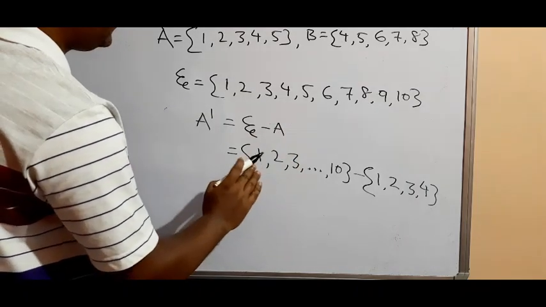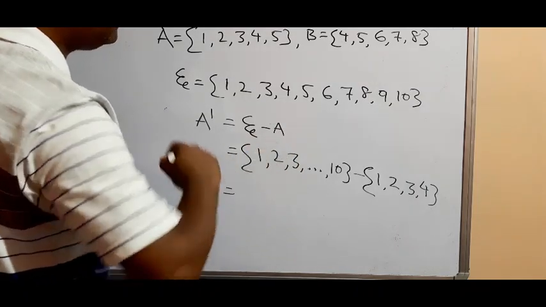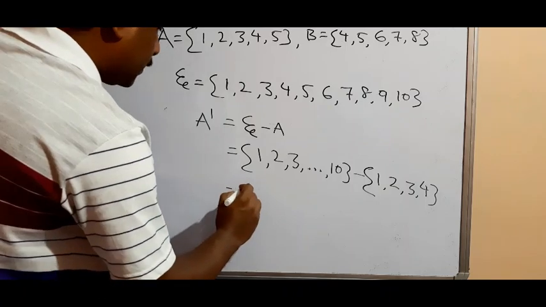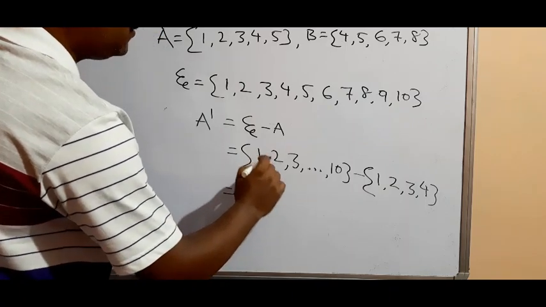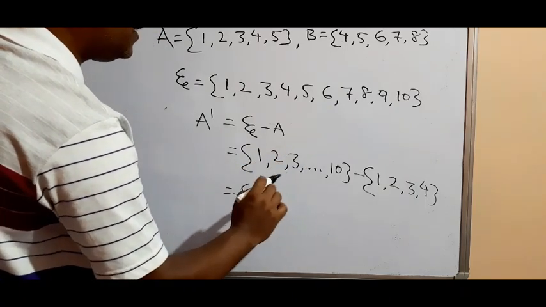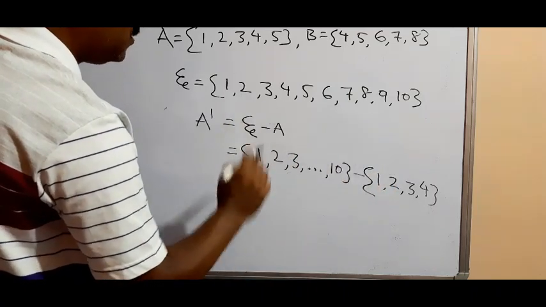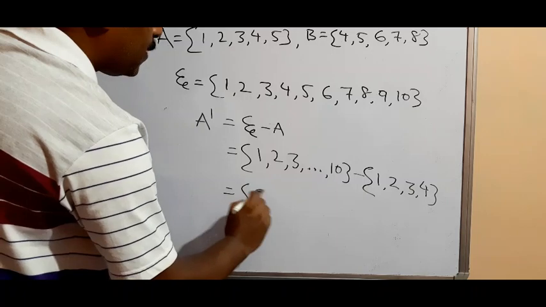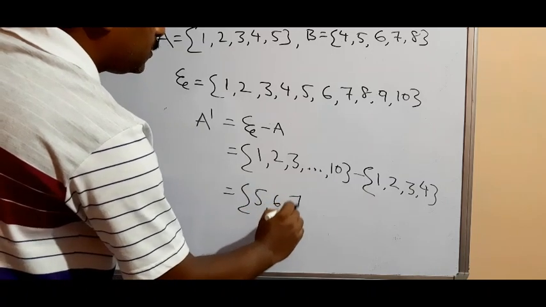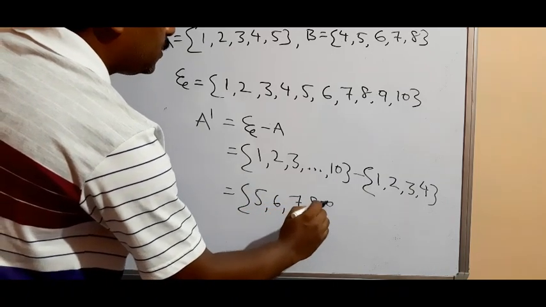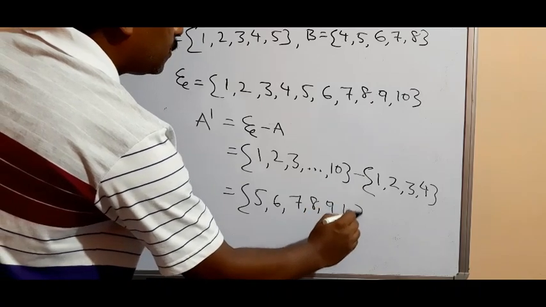So the rest of the elements in the universal set we have to write. So what are the rest of the elements? 1, 2, 3, 4 gone. The common elements here are 1, 2, 3, 4. Common elements gone. So what elements are left? 5, 6, 7, 8, 9, 10.